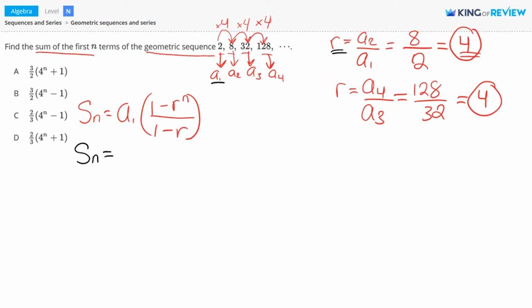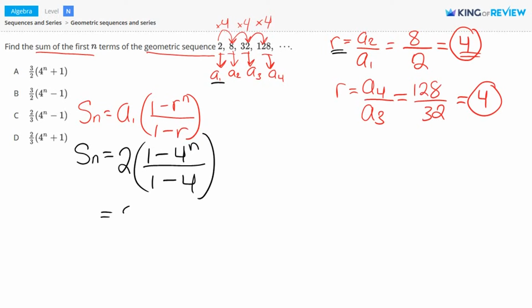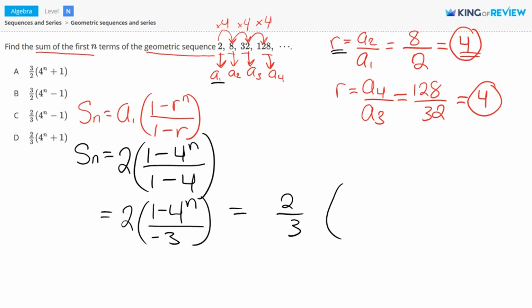Sn equals 2 times 1 minus 4 to the nth power divided by 1 minus 4. And when we simplify, we get 2 times 1 minus 4 to the n power divided by negative 3. And when we further simplify, we get 2/3 times 4^n minus 1.